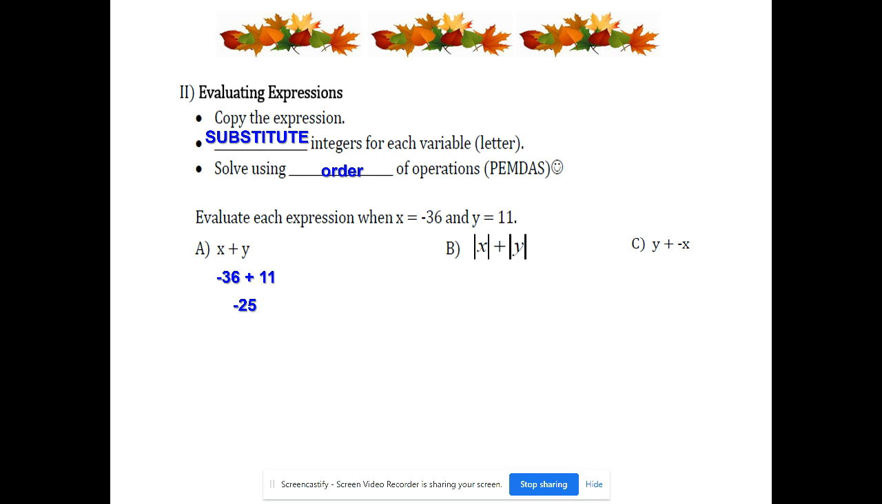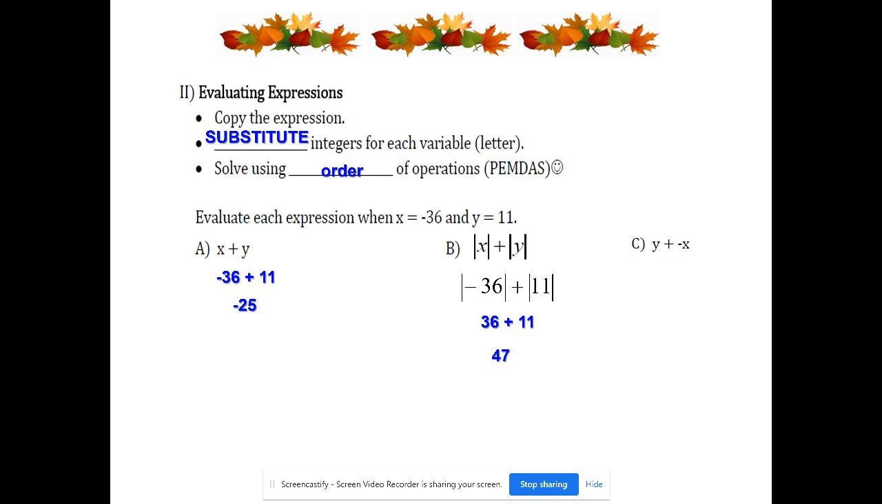Letter B is a little bit different. We have absolute value signs. So the absolute value, we have to remember, everything inside the absolute value becomes positive. So in this case, we have the absolute value of 36, and then plus the absolute value of 11, because I'm changing the x for negative 36 and the y for 11. You must show your substitution step. Now I realize the absolute value of 36 is 36 and the absolute value of 11 is 11. So I have 36 plus 11. 36 plus 11 is 47, so my answer is 47.